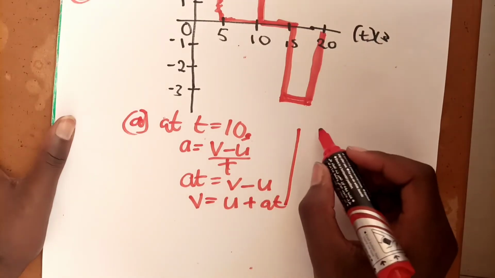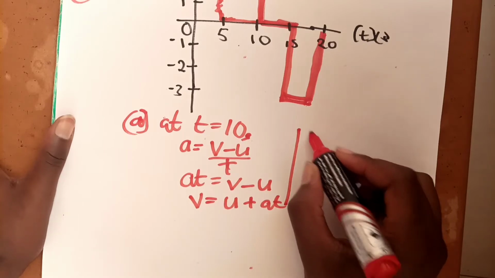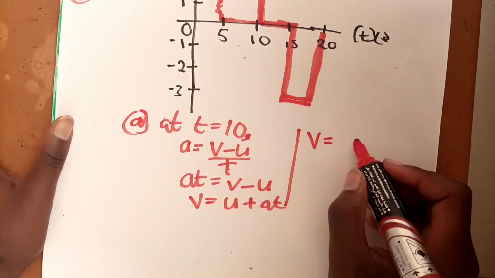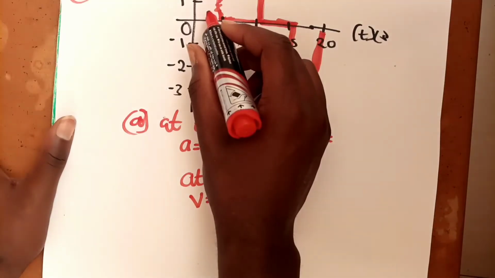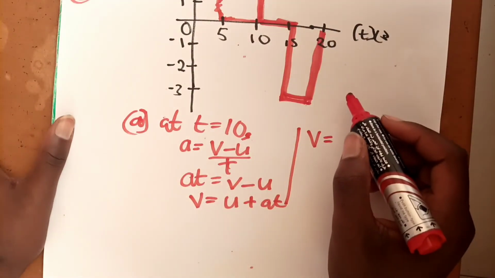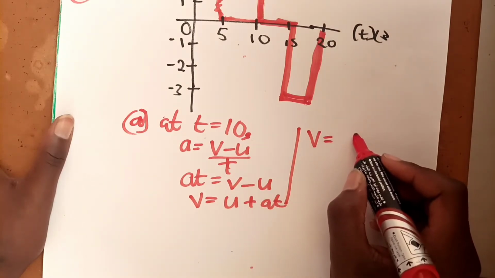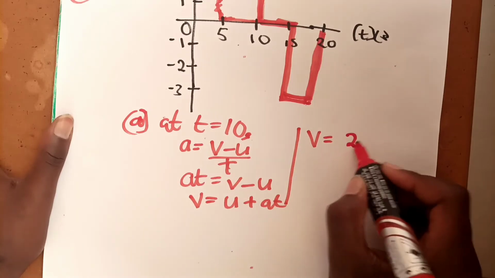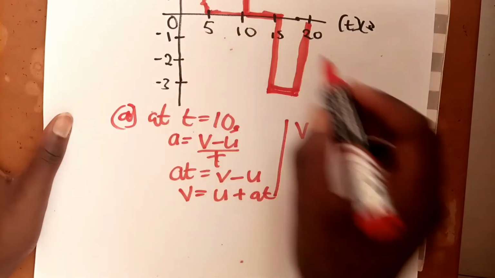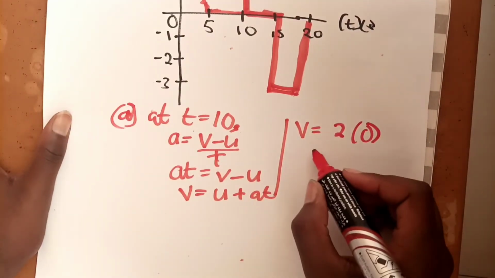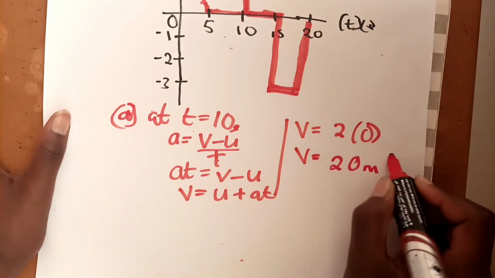I'm sure you're familiar with this equation, and it is usually given in the question paper for physics, PHY 101, that is. So at t equal to 10 seconds, your velocity is equal to your initial velocity, which is 0, because we've been told it's starting from rest. Your acceleration in this case is 2 according to the graph, and your time is 10. So your velocity will be equal to 20 meters per second.